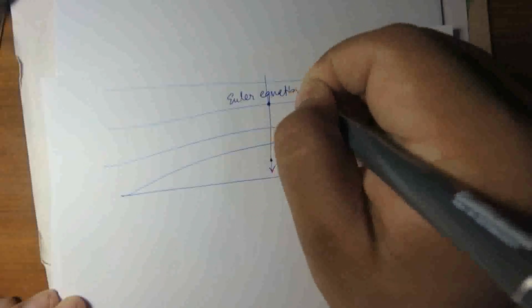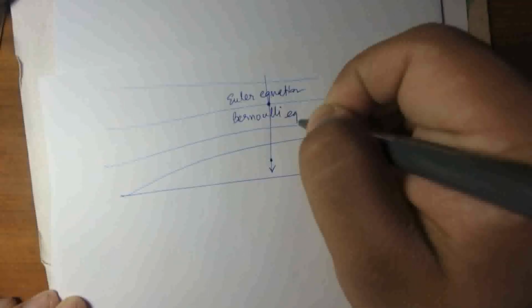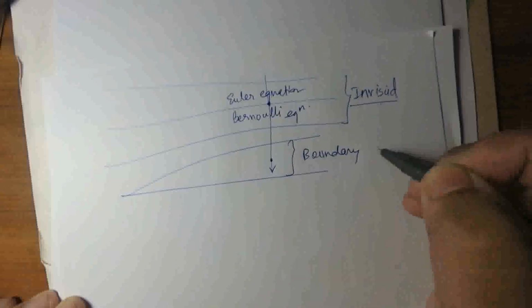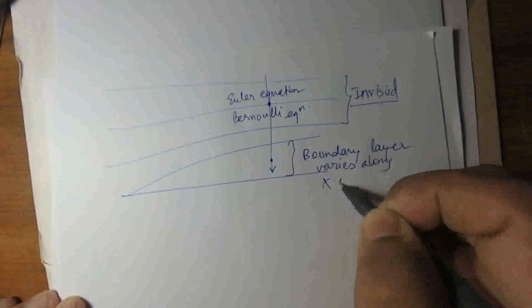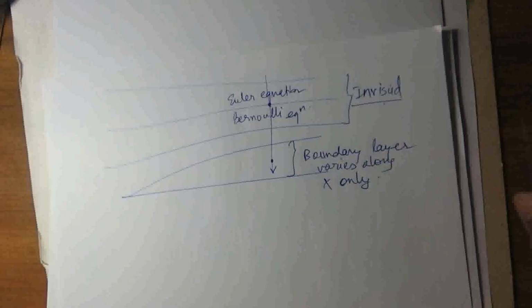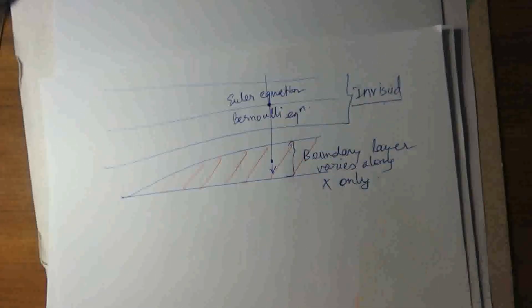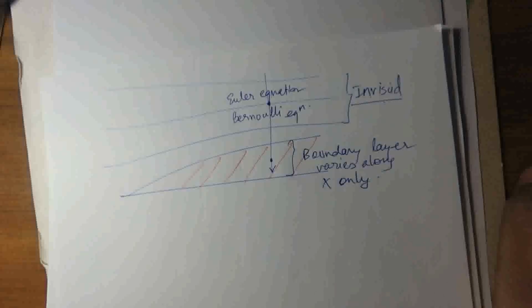And the pressure outside, which is inviscid, is obtained using the Euler equation or the Bernoulli equation, which are practically the same thing. The pressure inside the boundary layer varies along x only for a steady flow. If the flow is unsteady, then it will also vary in time. So inside the boundary layer, the pressure is imposed. That's a very important conclusion of the y momentum equation. So in the next lecture, we will look into the momentum integral theorem of von Karman.